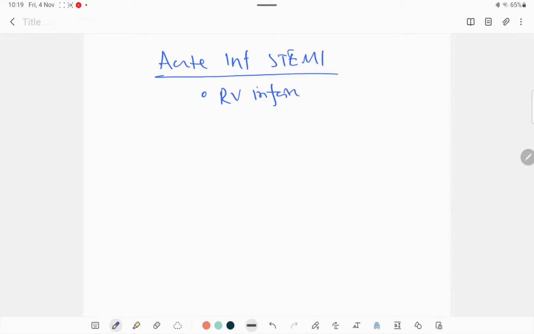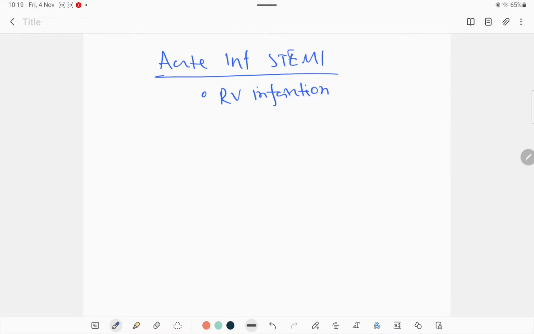Sometimes ECG showing acute inferior ST elevated MI with features of right ventricular infarction. This video is not on the ECG features of right ventricular infarction. I have another video on that.